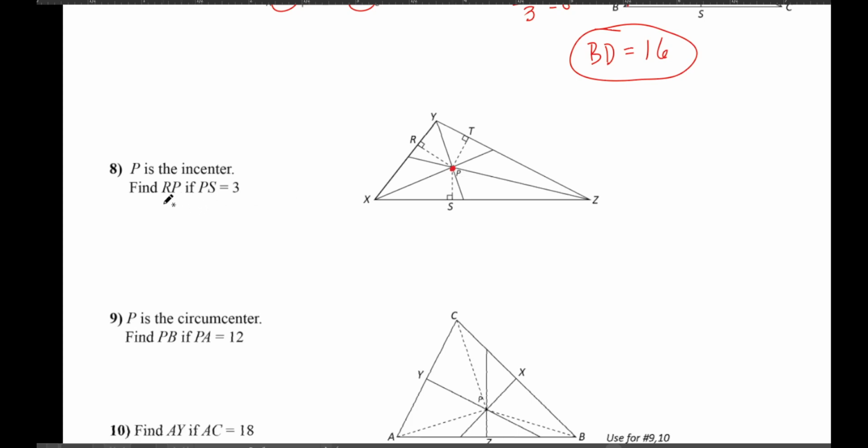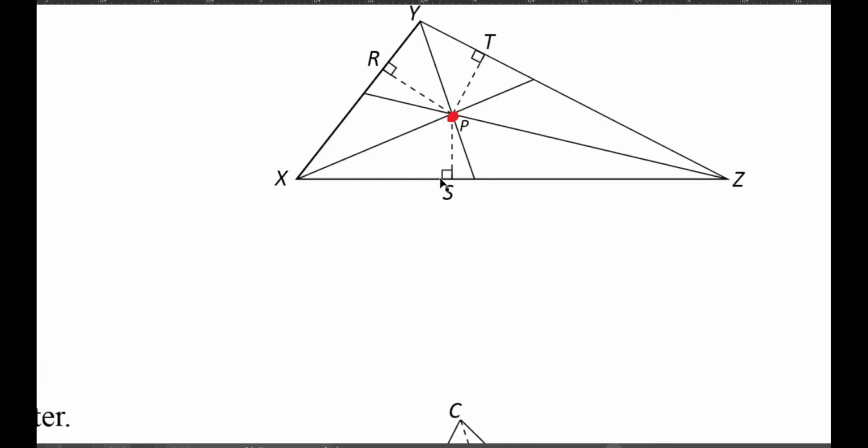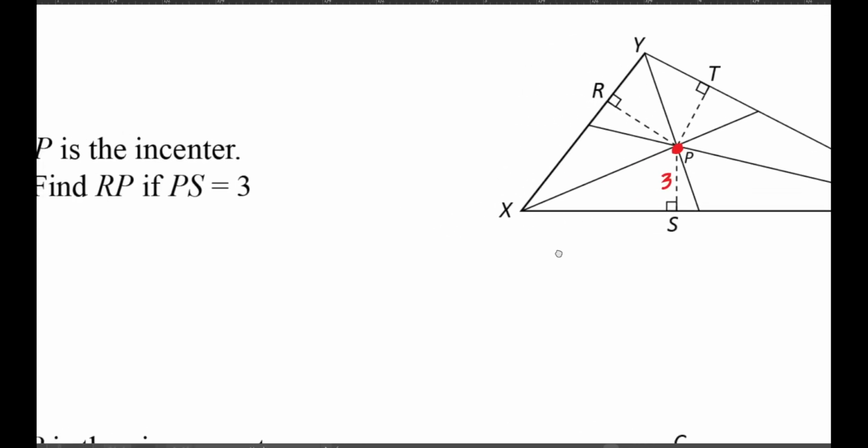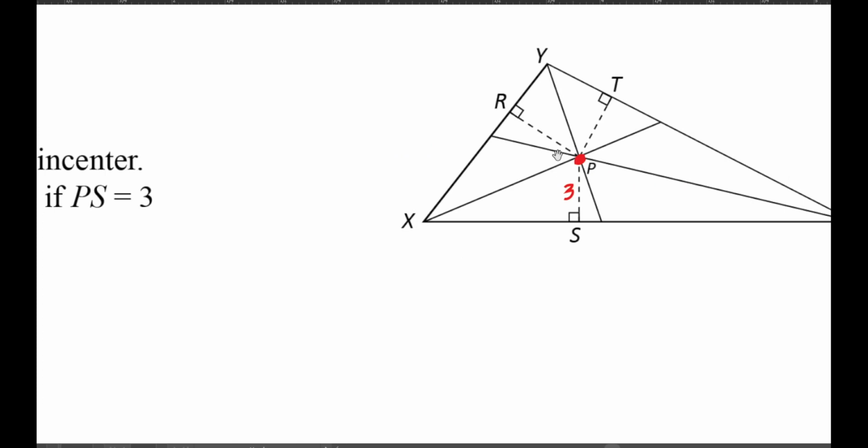So, watch this. What do they give you? They give you PS is 3. So PS, that little one right there. Should I make that a little bit bigger? There we go. PS is 3. What do they ask for? RP. So they're asking for RP, this one right there. So what's that going to be? That's also going to be 3. Easy peasy, right? What would TP be equal to? That would be 3 as well. Exactly right. Everybody got it?